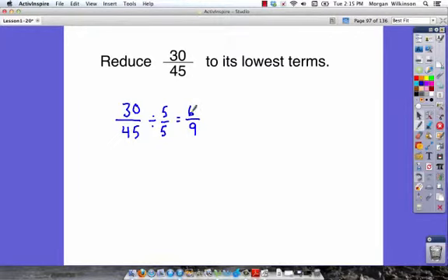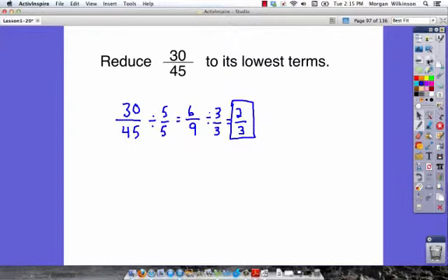But we know that 6 is divisible by 3, and we know that 9 is divisible by 3. If we want to reduce it to its lowest terms, we've got to keep dividing until we can't divide by the same number anymore. So 6 divided by 3 is 2, and 9 divided by 3 is 3. So we get an answer of 2/3. Now, 2 is even and 3 is odd, so we can't cut both of those in half. So we're done. 30/45 reduced to its lowest terms must be equal to 2/3. Make sure you've got this one copied down in your notes.